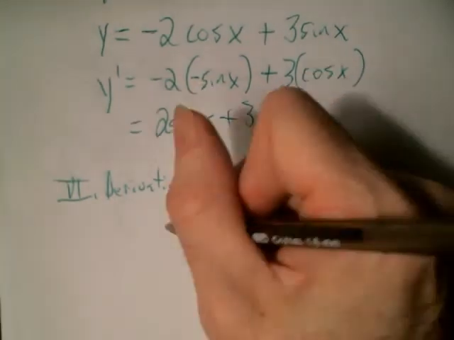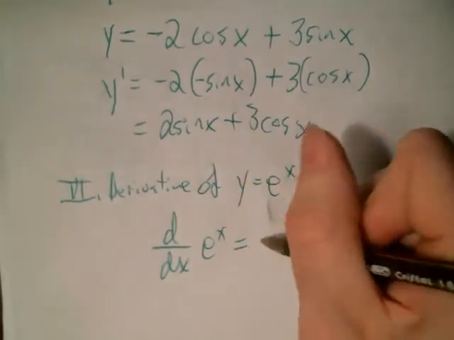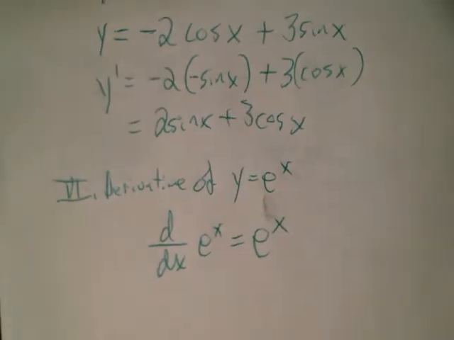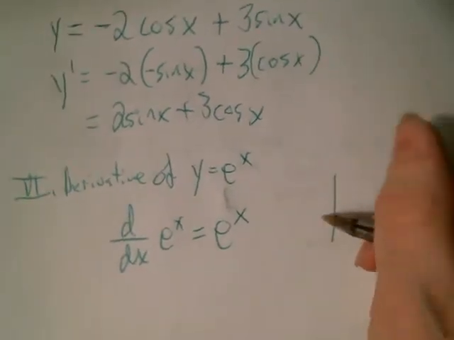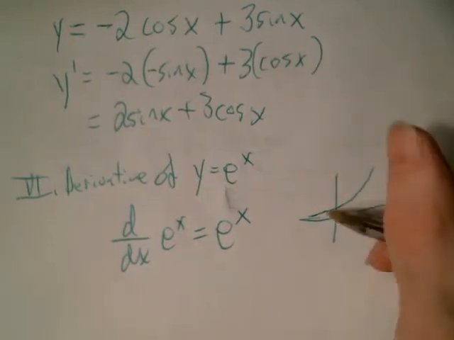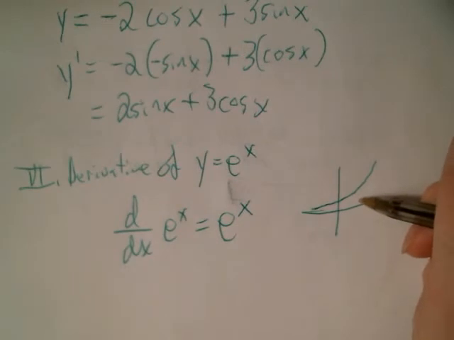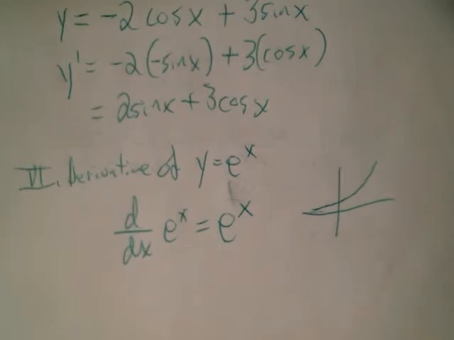Okay, and this is the easiest derivative in the universe. And what does this mean? Well, it means that the slope at any point on the graph is equal to just the value of the function itself, which is kind of some craziness, right?